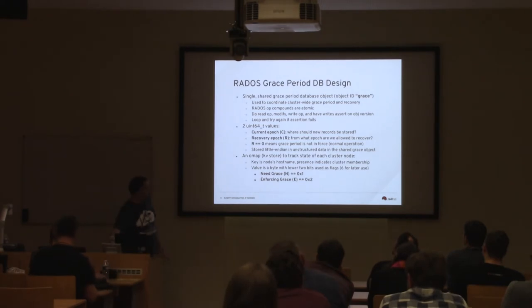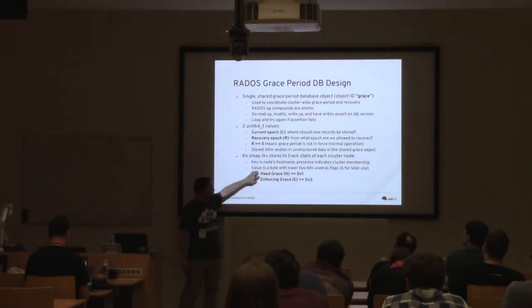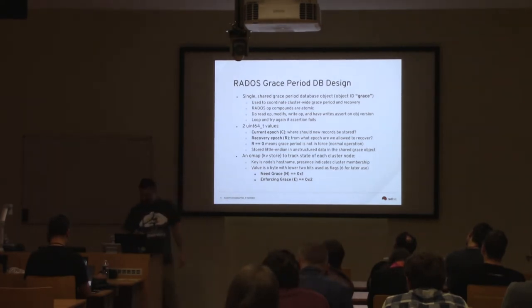Beyond that, we also have an OMAP. We use the OMAP in the object as well, which is just a key-value store, and we use that to store the need and enforcing grace flags. So we have a node ID as the key, and the value is just a byte right now that stores two flags and has room for expansion later if we ever need it for something else.